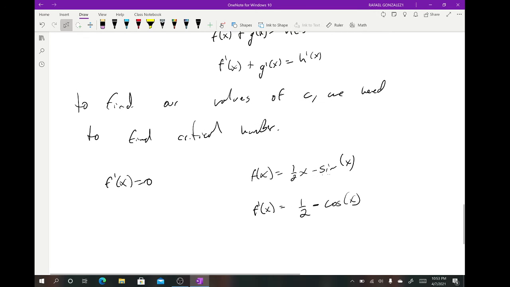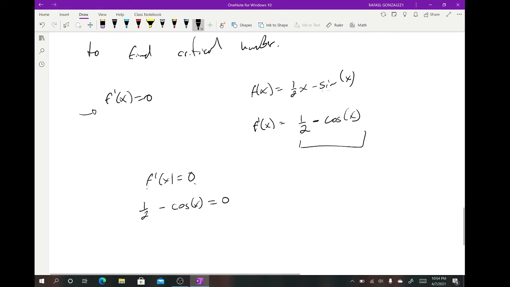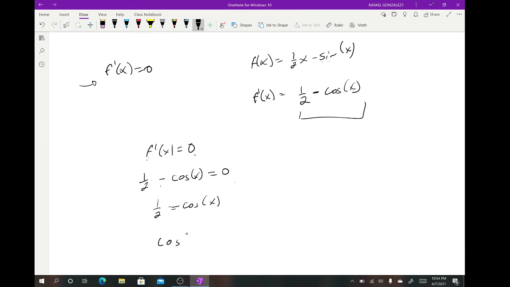Okay, so now going back to this problem here, to find the critical values, we have to solve for when the derivative is equal to 0. Well, we know what the derivative is, so let's substitute in what we just got here, which is 1/2 minus cosine of x equal to 0. I could move the cosine to the right side by adding cosine on both sides, so I get 1/2 is equal to cosine of x. And I'm just going to rewrite this to the more standard cosine of x is equal to 1/2.